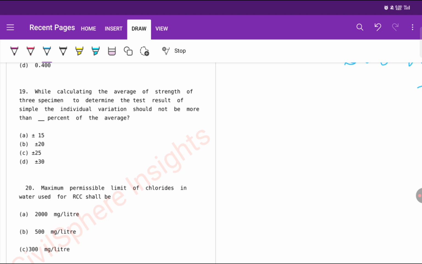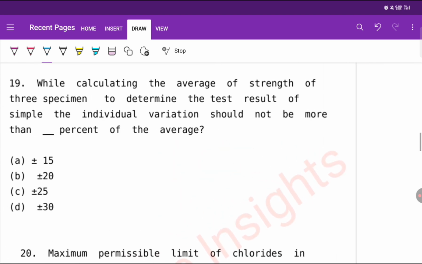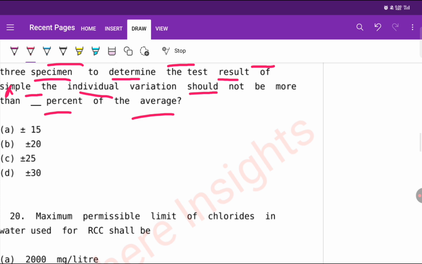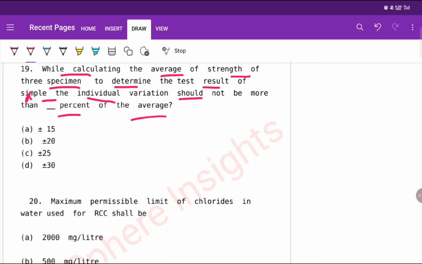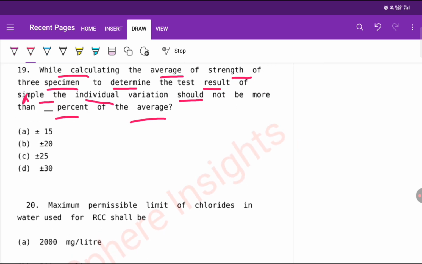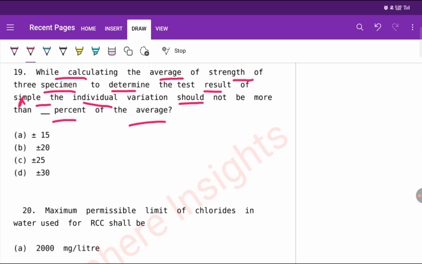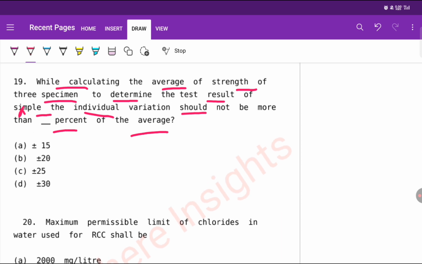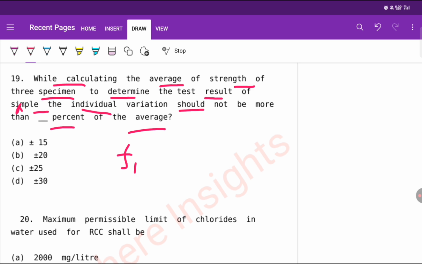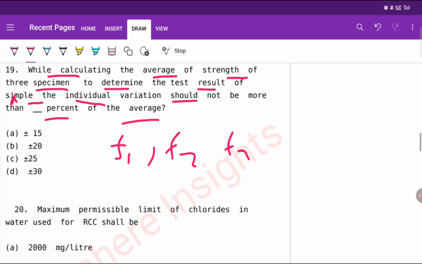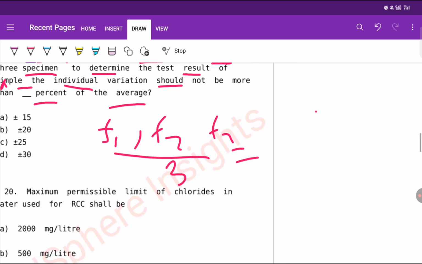Coming to the next question, 19 number question. While calculating the average of strength of 3 specimens to determine the test results of sample, the individual variation should not be more than -% of the average. So when we do the compressive strength test of concrete, how many minimum samples do we take, we take 3 samples, right? So when we go for 3 sampling, then we'll get 3 different values, f1, f2, f3. So we have to average it.